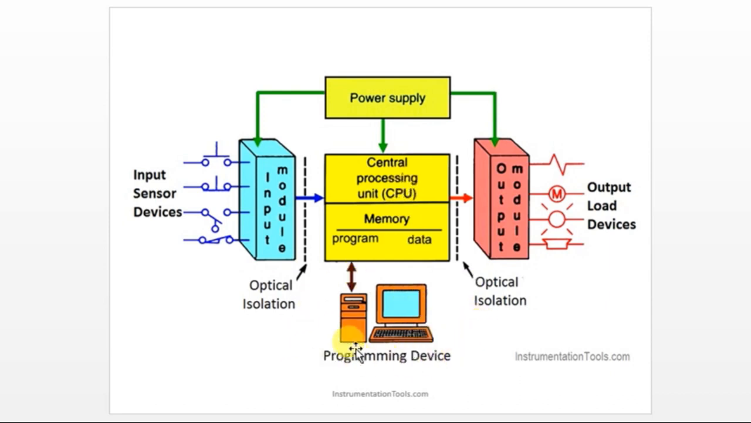And we have a programming device over here. The use of the programming device is to write a program. As I have already told, PLC also has software, right? So these are the hardware setup, and this programming device is a software setup. The software has to be installed, and we have to write the program and download it to the CPU to run the application.